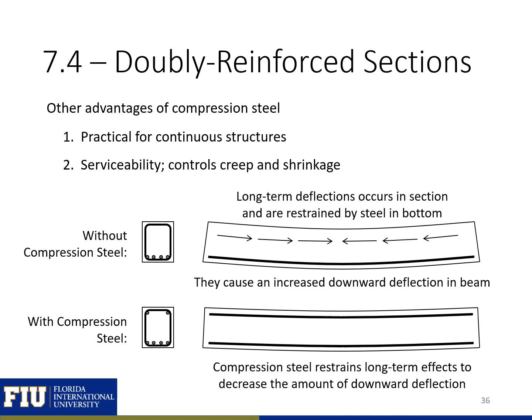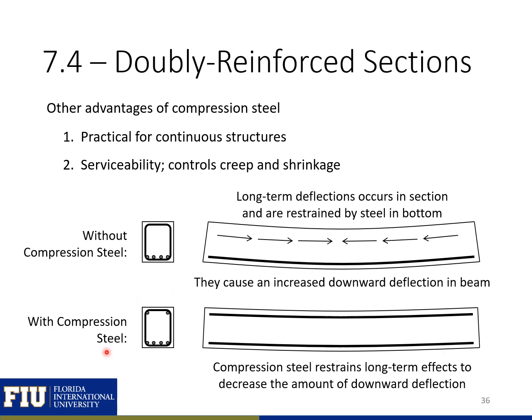Next, we can see that adding compression steel will improve our serviceability performance because it helps to control creep and shrinkage. When we don't have compression steel, our long-term deflections are going to occur in the section, and they're going to be restrained by our steel in the bottom. This means that the top of our section experiences unrestrained creep and shrinkage, and the bottom restrained creep and shrinkage. So this will magnify the deflection that occurs in the section.